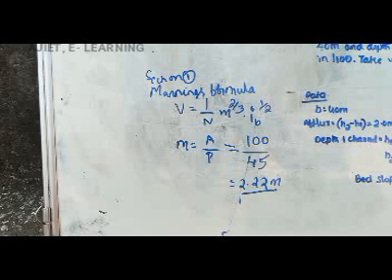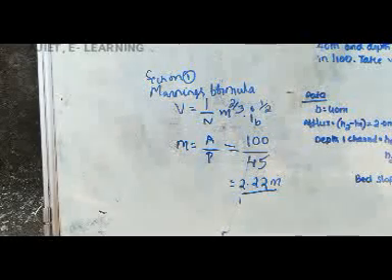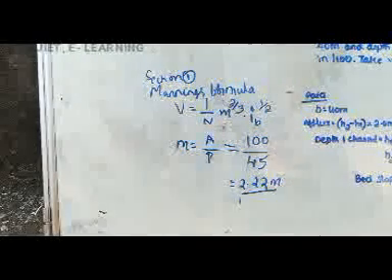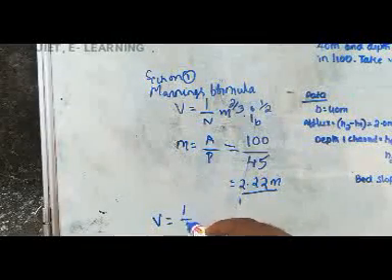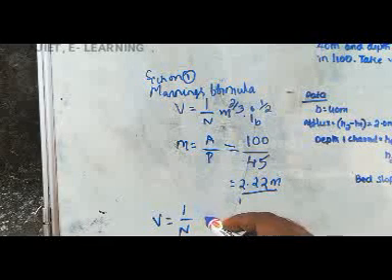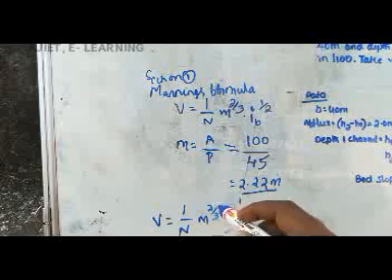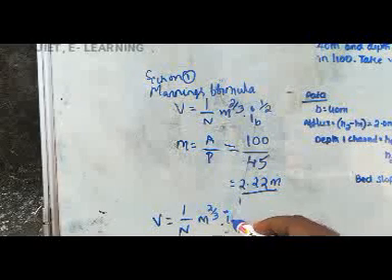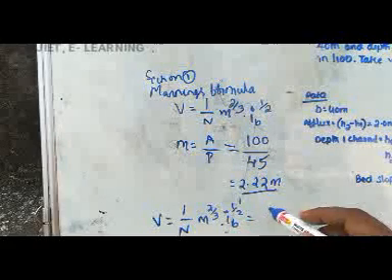So in the velocity formula, we have 1 by n, where n is 0.03, and the m value we got now is 2.22 meter, to the power 2 by 3, and the remaining bed slope value we also have. We can find out the velocity at section 1. Now we calculate the velocity at section 1 using this formula: V is equal to 1 by n, m to the power 2 by 3, and the bed slope to the power 1 by 2.